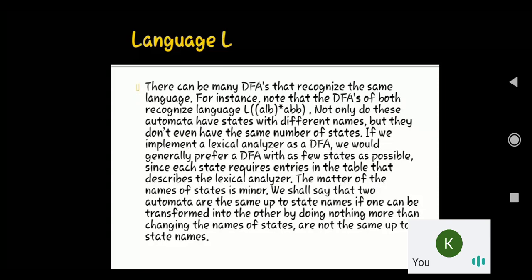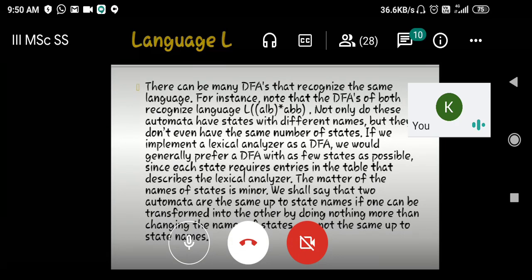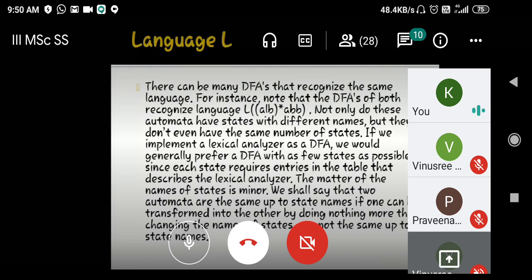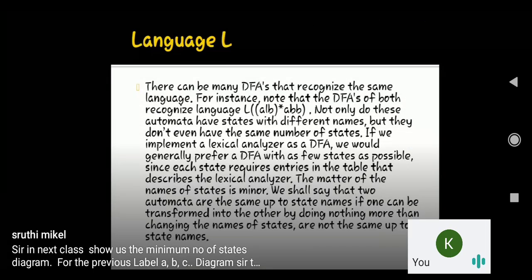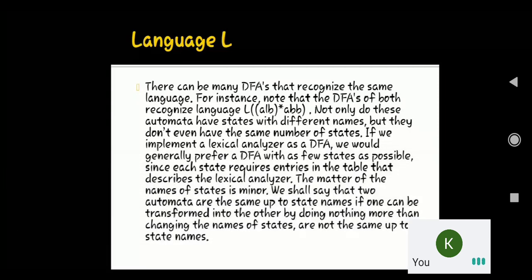So here you have many descriptions regarding this particular algorithm, minimizing the number of states of a DFA. Instead of concentrating much on this, I'm going to concentrate on some specific things alone. What is the regular expression that we are going to use here? The regular expression that we are going to use here is (a|b)*abb. This is the regular expression that we are using here.